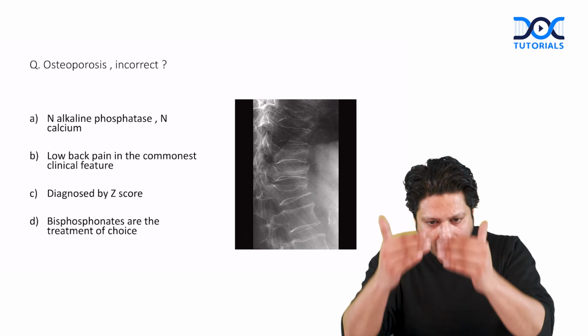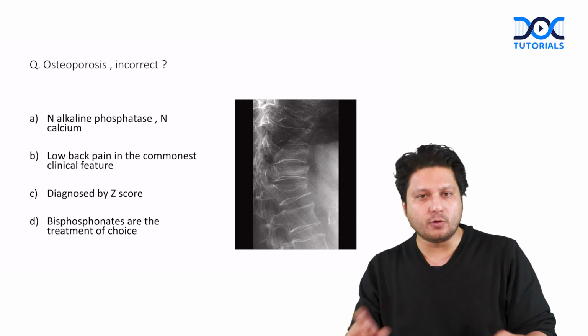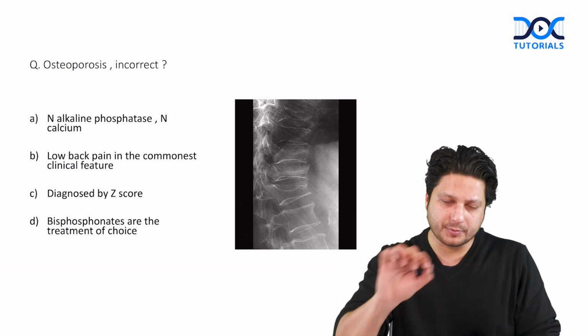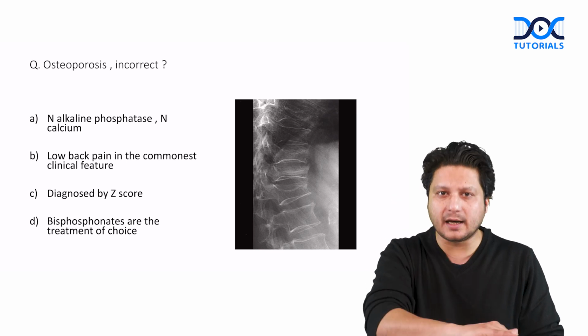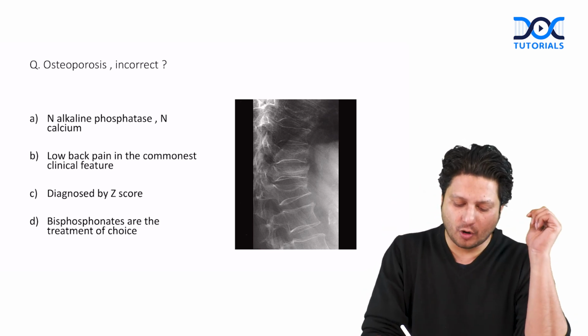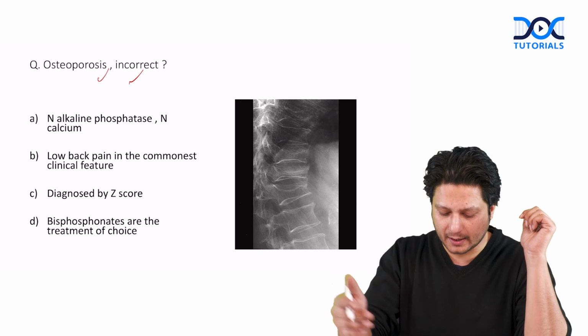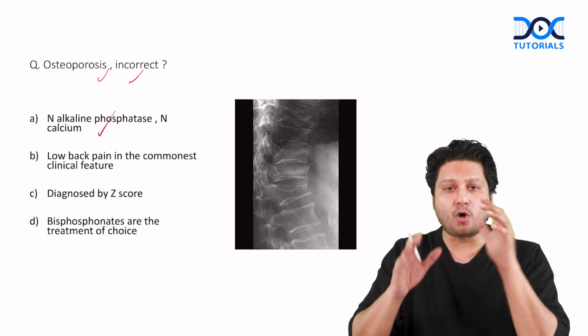All right. Next question is related to osteoporosis. Again, the entire topic is being divided into 4 options, and they are asking which one is found to be incorrect. So osteoporosis, which of the following is incorrect? Like normal alkaline phosphatase, normal calcium.